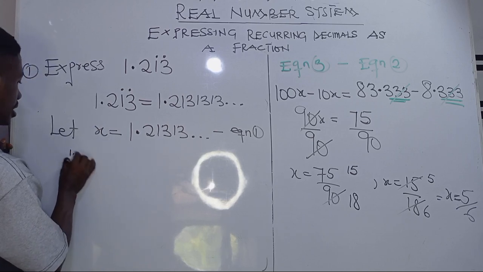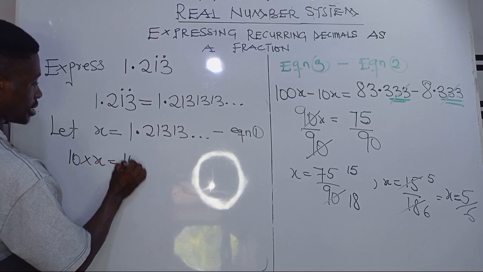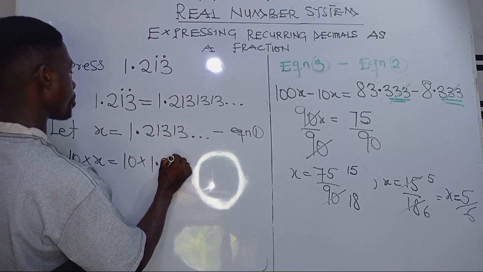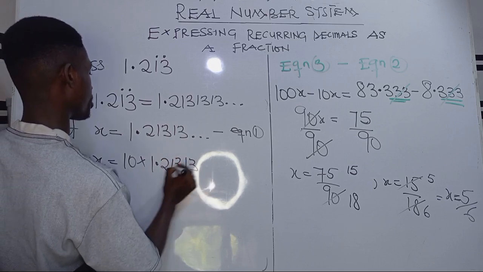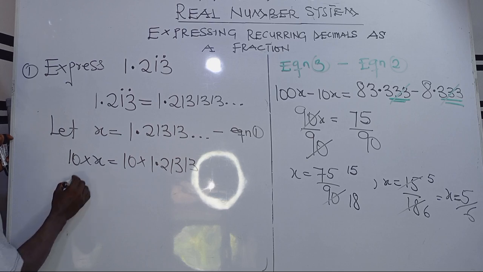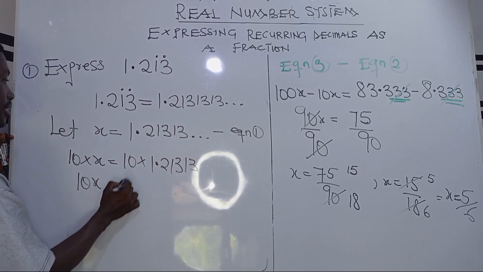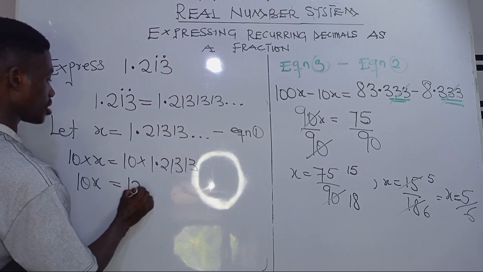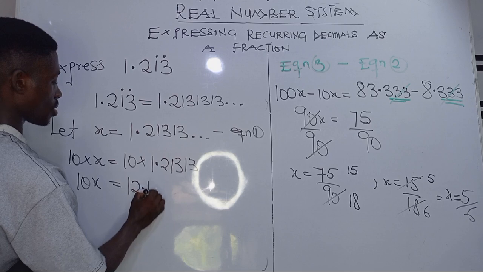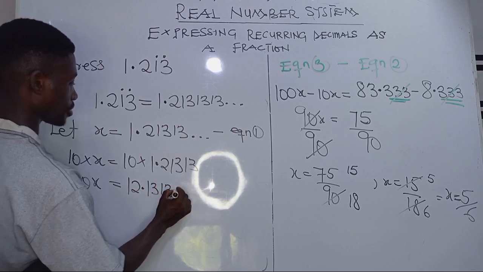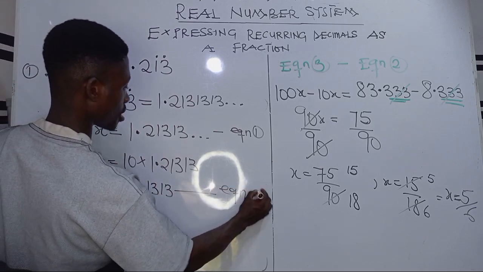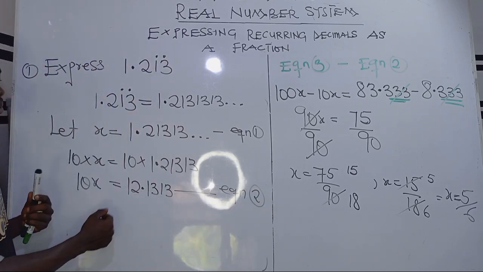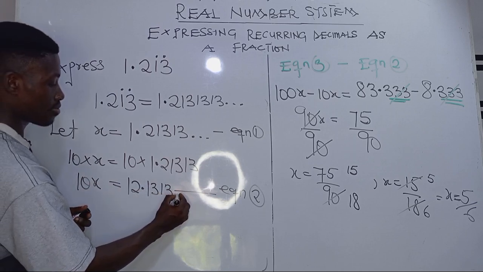So we have 10 times x, 10 times 1.21313. We simplify. 10 times x will give us 10x. And then 10 times 1.21313 will give us 12.1313. So we call this equation 2. Good.